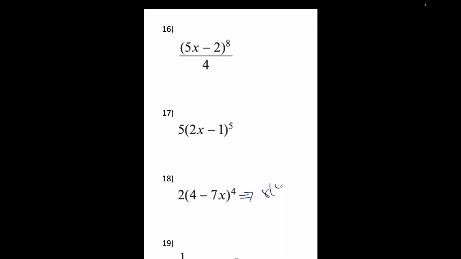Becomes 8 bracket 4 minus 7x to the power of 3, times the whole thing by negative 7, which is just going to be negative 56 bracket 4 minus 7x to the power of 3. 7 times 1 over 5, 1.2 bracket 3x minus 1 to the power of 6 times the whole thing by 3. 3.6 bracket 3x minus 1 to the power of 6.